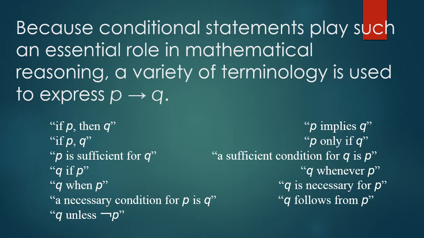A necessary condition for P is Q. Q unless not P. P implies Q. P only if Q. A sufficient condition for Q is P. Q whenever P. Q is necessary for P. Q follows from P.